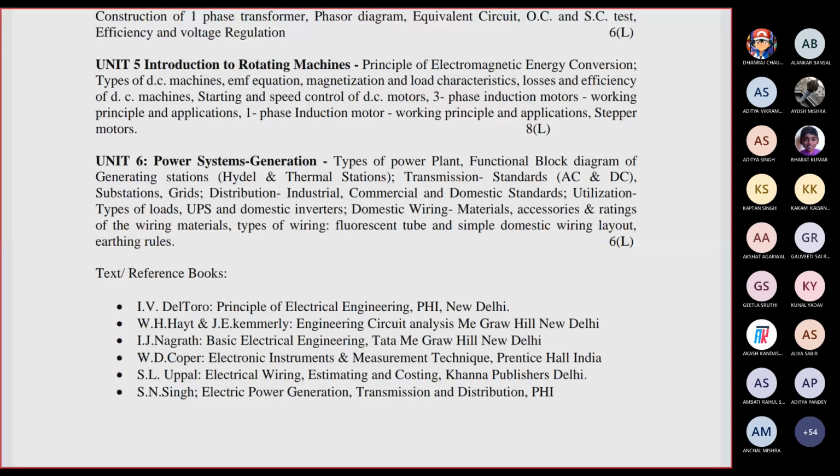So what are the different standards for both AC and DC transmission systems? Then what are the different types of consumers, like industrial, commercial or domestic customers, and what are the different standards for each type of customer? All these things we will cover in this chapter. And at last we have also some workshop type of things, like how we can lay out the wiring for any domestic applications, and what are the different earthing rules. So these things are also there in your unit 6.